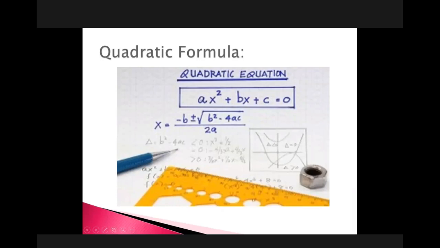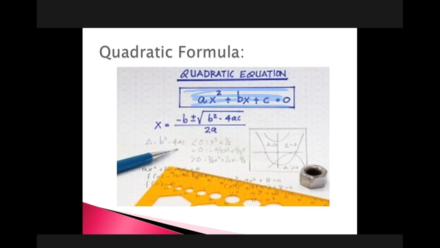So here is our quadratic formula. In standard form, you have ax squared plus bx plus c equal to 0. So this represents the standard form of a quadratic equation.